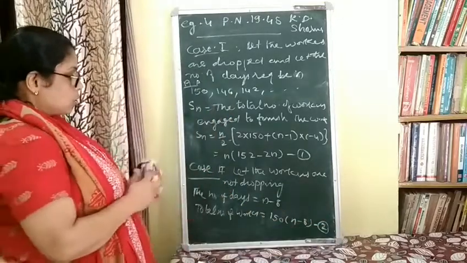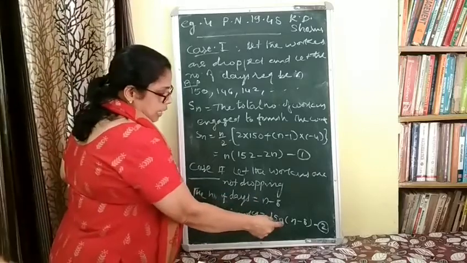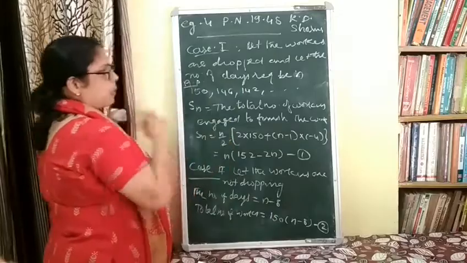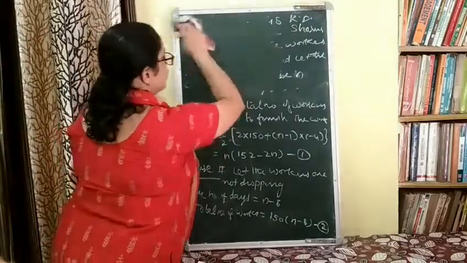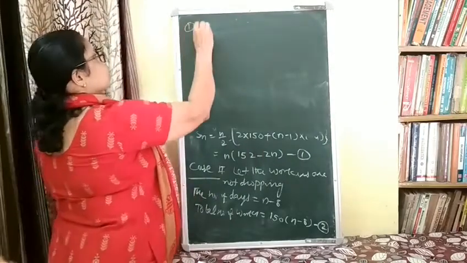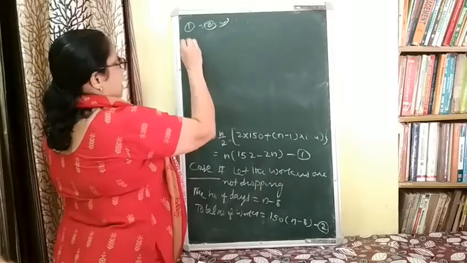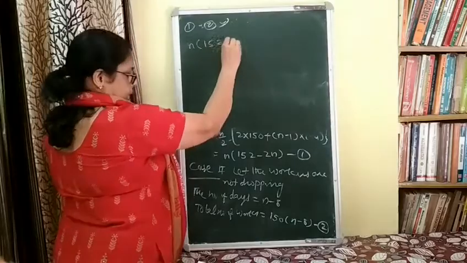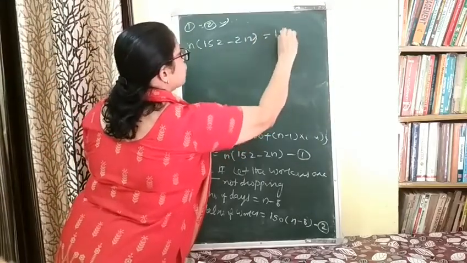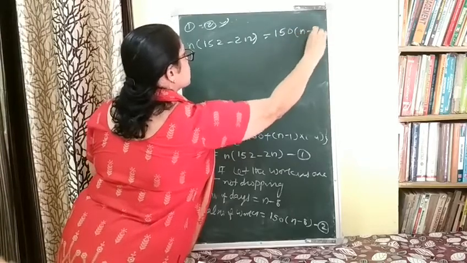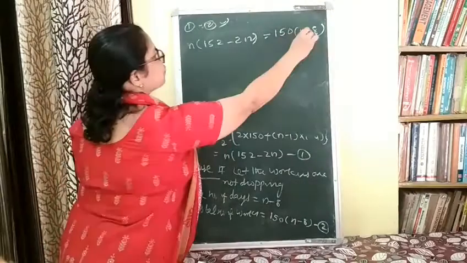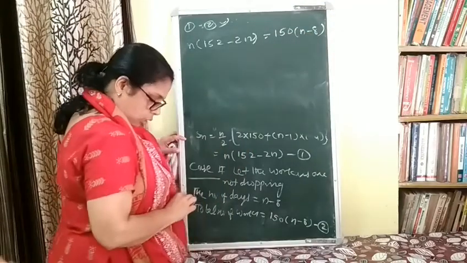Both equations show the total number of workers engaged in the work, either the workers are dropping or the workers are not dropping. That means both equations are equal, so you can equate both equations. 1 is equal to 2 gives n into 152 minus 2n is equal to 150 into n minus 8. This is the case in which workers are dropping. This is the case in which workers are not dropping. That is why we have subtracted 8 from the total number of days.